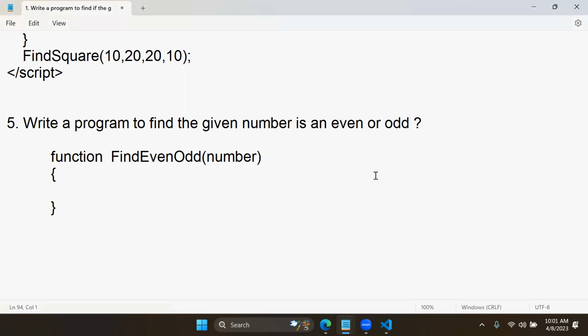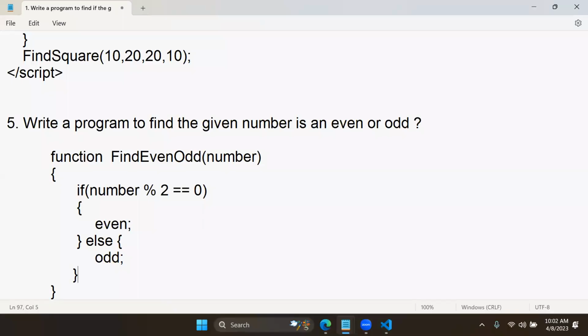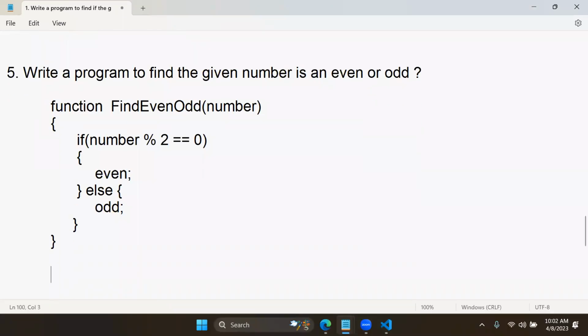What is the condition here? The condition is the same. So in the function here we need to write: if number modulus divided by 2 and remainder is equal to 0, then you have to print even number. I'm just giving a message. Else you have to print odd. That's the condition. Okay?